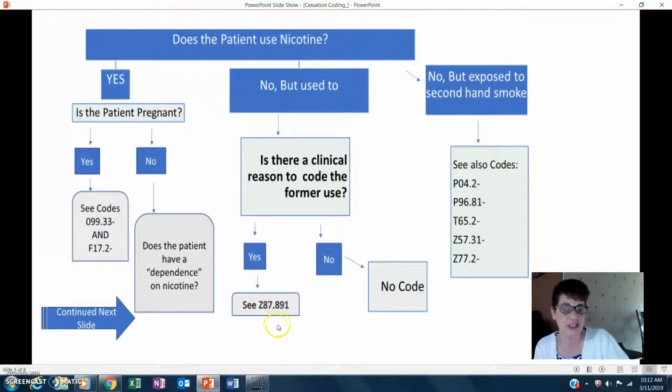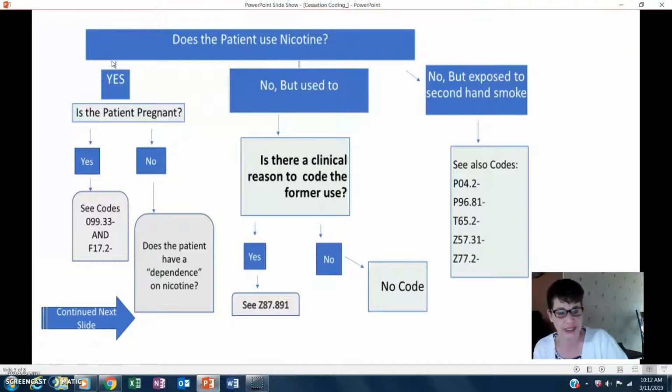Let's say that the patient says, yes, I used to be a former smoker and now I've got this cough that won't go away and COPD. In that case, you would use the history code for the smoking as well as the condition code for the COPD. So let's go to the far edge here.